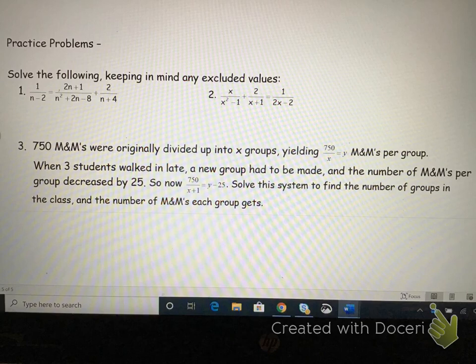So these are the 3 practice problems that I would suggest that you try. I have already set up the equations for the word problem for you, but if you want to take some time, copy these down and give these a shot, then you can check your answers before you move on to the learning check for the week.